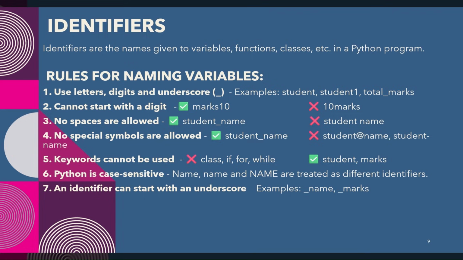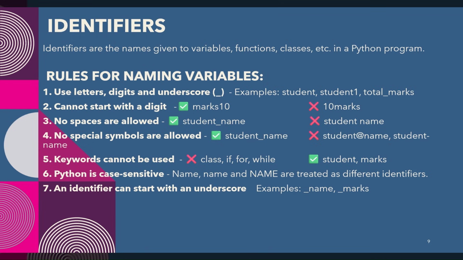Next, we have identifiers. We can think of identifiers as the names we give to variables, functions, classes, and other program elements. For example, you can say student_name equal to ABC. So student_name will be an identifier.